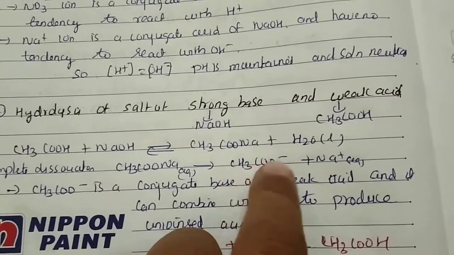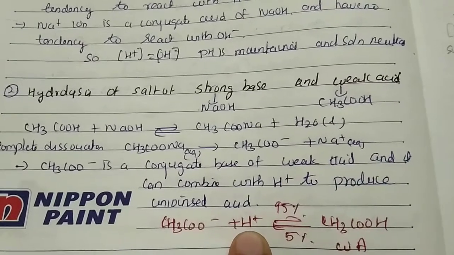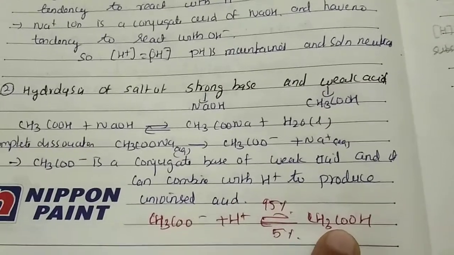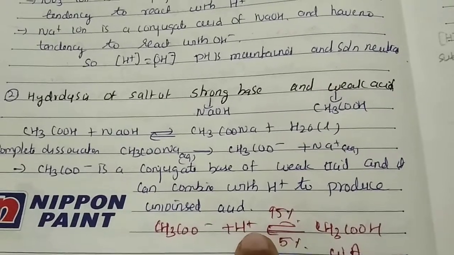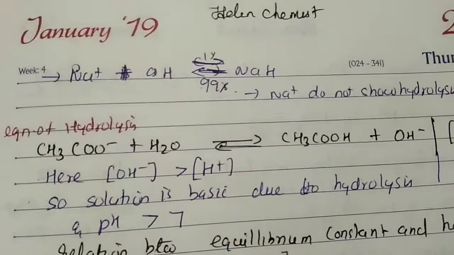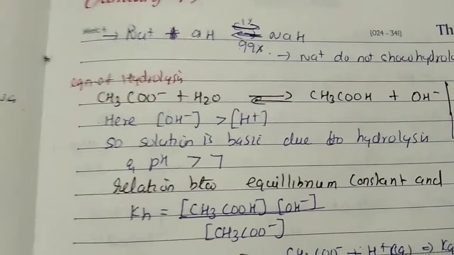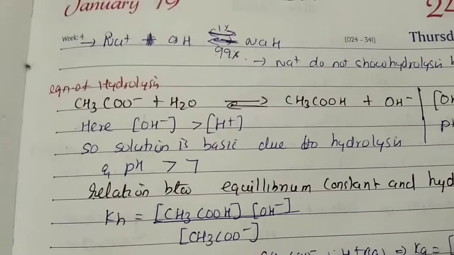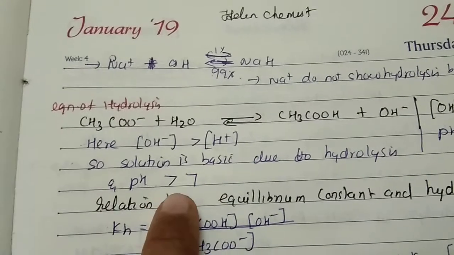I already said that only the weak acid part undergoes hydrolysis. So this CH3COO minus reacts with the H plus ion which we get from the water. CH3COO minus plus H plus gives CH3COOH. So the forward reaction is more, the backward reaction less, so this undergoes hydrolysis. Na plus does not undergo hydrolysis because it is from a strong base. The hydrolysis equation is CH3COO minus plus H2O giving CH3COOH plus OH minus. So OH minus is greater than H plus, the solution is basic, and pH will be greater than 7.